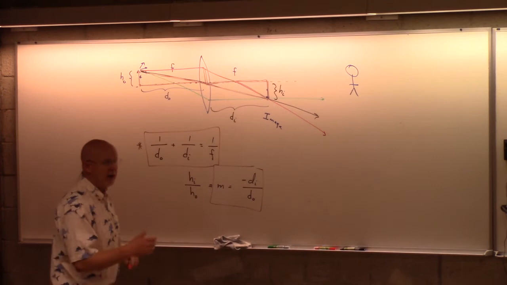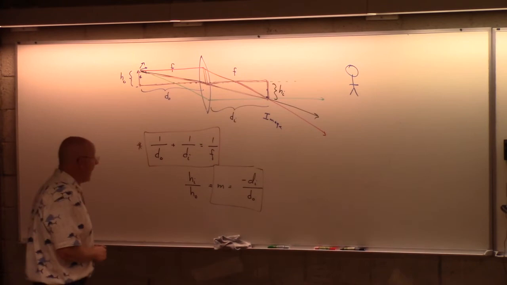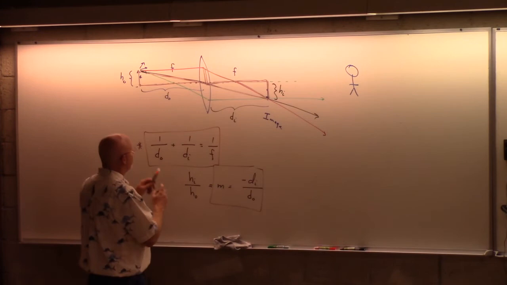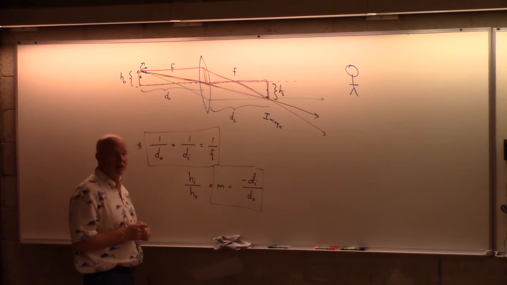Where is the image located? What does it look like to us? And they can be very interesting here because the way I've drawn it, I would say that the image looks almost the same size as the object.